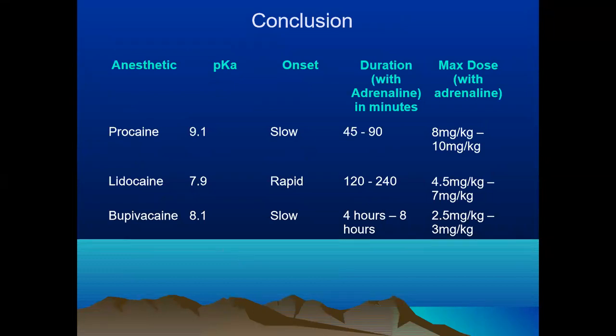In conclusion, for local anesthetics, procaine has a pKa of 9.1, is slow acting, and its duration of action is 45 to 90 minutes. So if you are going to work within 45 to 90 minutes, then it is a good one to use. The most commonly used is lignocaine, which has a pKa of 7.9 and is rapid, 5 to 15 minutes. Duration of action is 120 to 140 minutes, and the dose is 4.5 to 7.5 milligrams per kg body weight. Bupivacaine has a pKa of 8.1, acts slowly, lasts 4 to 8 hours, and the dose is 2.5 milligrams per kg body weight. So the key one is lignocaine, which is most commonly used in our setup.